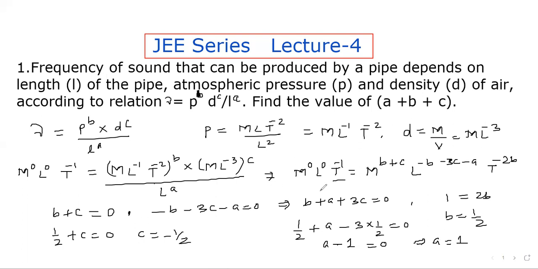Now we have got the values of A, B, C, and our concern is to get A plus B plus C. So A is 1, B is half and C is minus half. So we will get 1. So 1 is our answer.